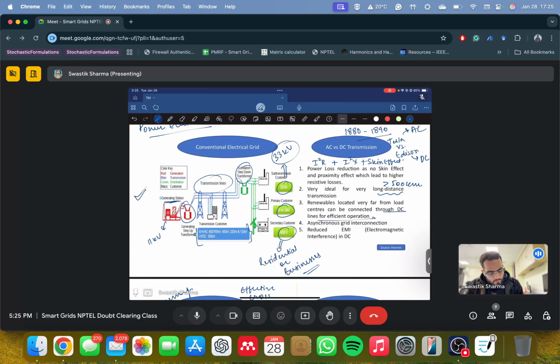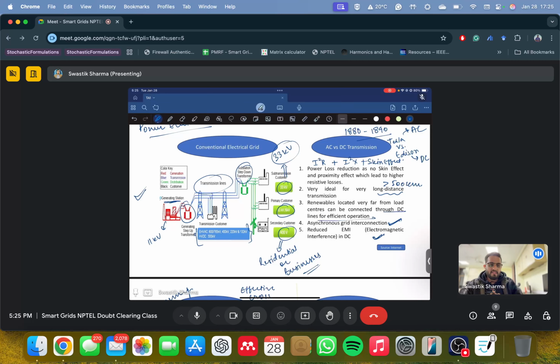Also, DC does not require synchronous connection. When you want to connect an AC generating station to a grid, you have to synchronize the voltage, frequency, and phasor. That's very important. You have to synchronize all of this so that there is only one synchronous frequency. But HVDC does not have this. You can just have a converter station and you can easily interconnect any line to it.